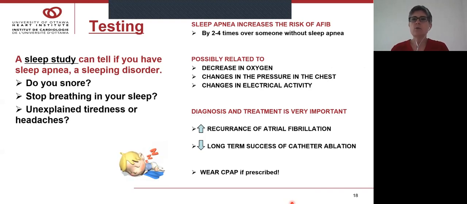We do know that people with sleep apnea that is not treated are 2 to 5 times at greater risk of having atrial fibrillation than somebody who does not have sleep apnea. And we think it's probably related to changes in the pressure in the chest, changes in the electrical activity, and decrease in oxygen levels during the period when you stop breathing. So diagnosis and treatment is very important. It increases the recurrence of atrial fibrillation, and it can decrease the long-term success of catheter ablation.